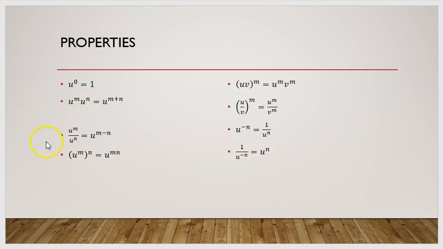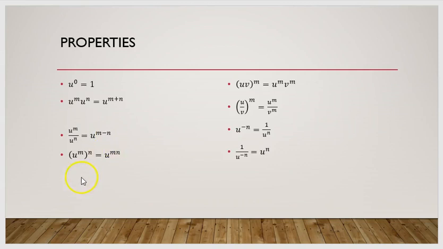Very closely tied to that property, if you have the same base, so x to a power and x to a power, it doesn't matter if the exponents are different, you subtract them. So the one on top minus the one on the bottom. So x to the fourth divided by x to the second is x to the 4 minus 2, which is x to the second.